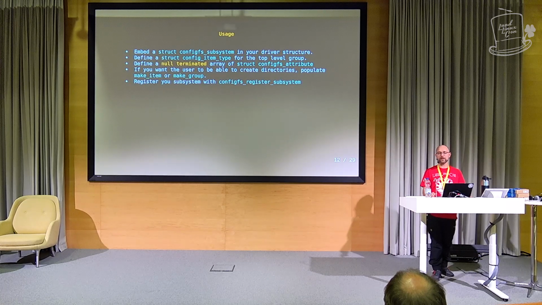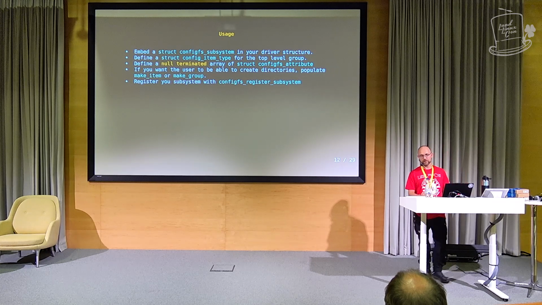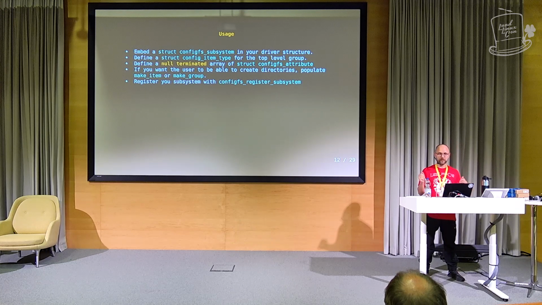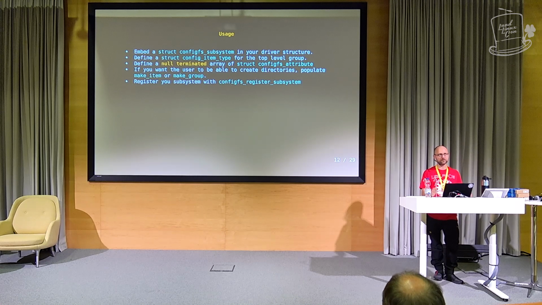And with that, you can now go and write a driver and have its configuration appear in Configfs. So you embed this struct Configfs subsystem in your driver. You define the item type for how your top-level directory should look. And for this item type, you define this null-terminated array of pointers to attributes. And then you register your subsystem, and it will show up wherever you mount Configfs. Usually it's sys kernel config, and then your name will be the top directory.